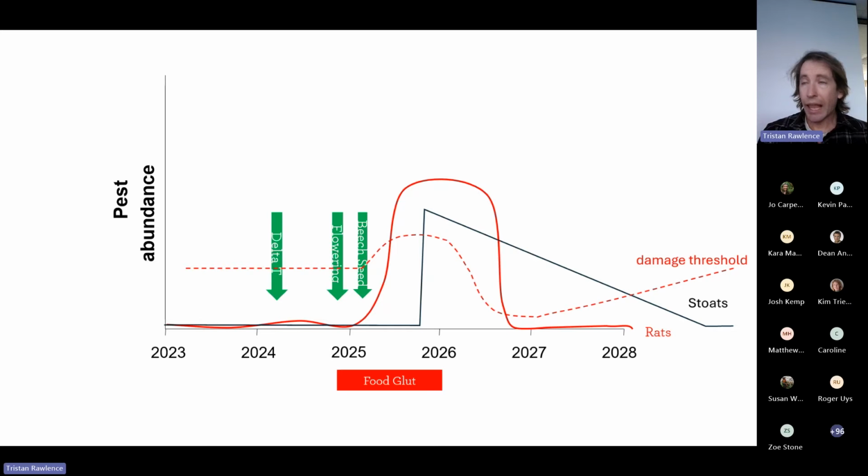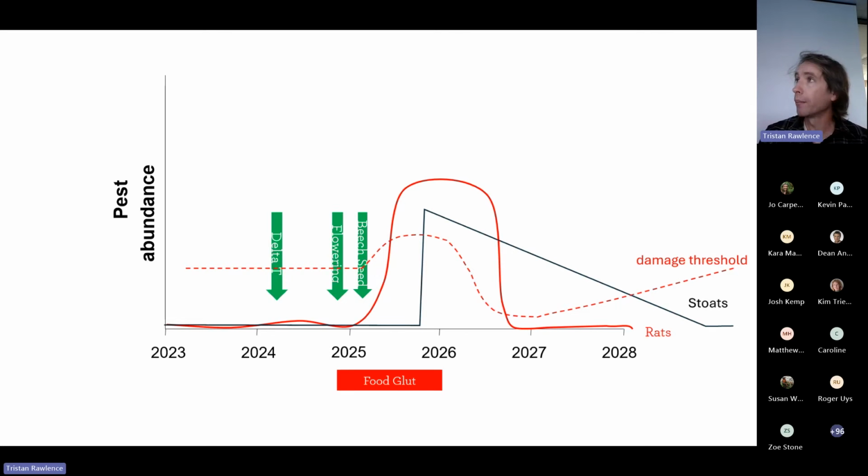So just to recap, with a bit of theory and the ecological context of where I'm at, I'm going to explain these charts because there's going to be a few of them over the next wee while. I want you to get a feel for what they are because they tend to get a little bit more complicated. We've got the solid red line, which is rats. And then we've got this concept of damage threshold, which is this dotty red line.